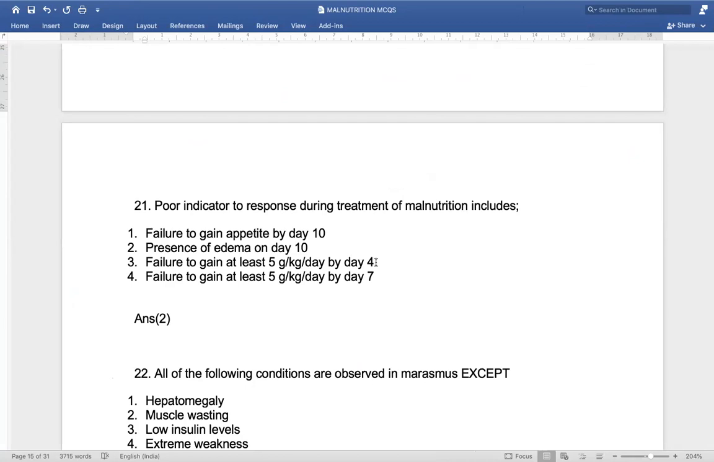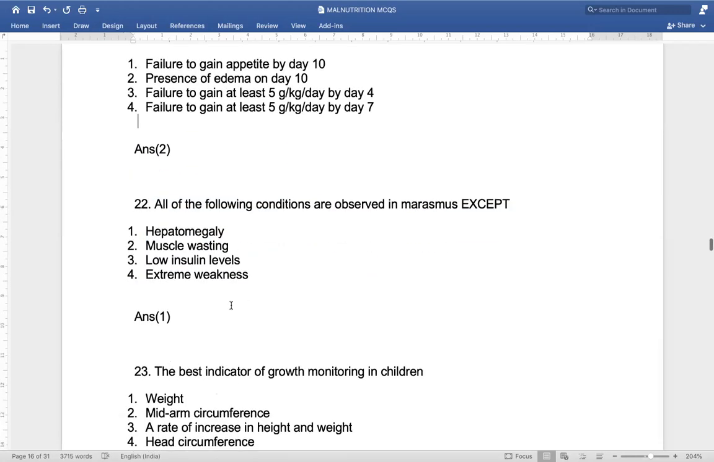What are the two things by 10? One is the disappearance of edema, and the other thing is gain of weight at least 5 gram per kg per day. These two things are in 10. So edema should disappear by 10, and there should be gain of weight at least 5 gram per kg per day by day 10. So two things are in 4, two things are in 10, which I'll post in the group after the class. So don't worry, this is slightly a confusing question. So primary failure and secondary failure.